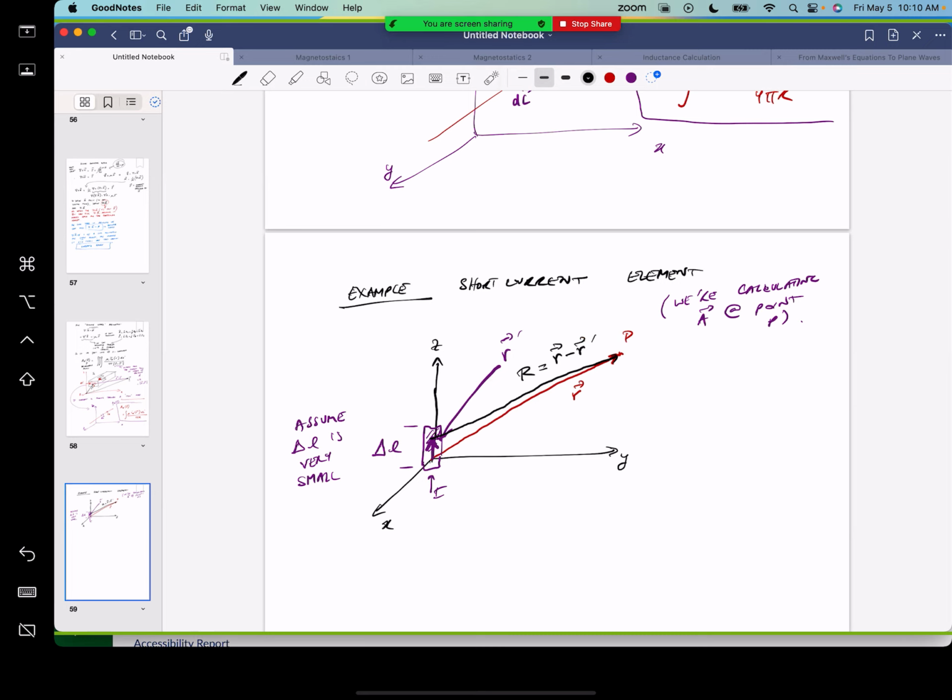So now, as delta L is very small, as the length of this wire gets very, very small, this value of R prime gets really, really small. That means that R minus R prime, you can just say it's roughly R, the capital R vector. We should have put a vector here. So that is approximately R, and the absolute value of R, the length of R, is the length of R.